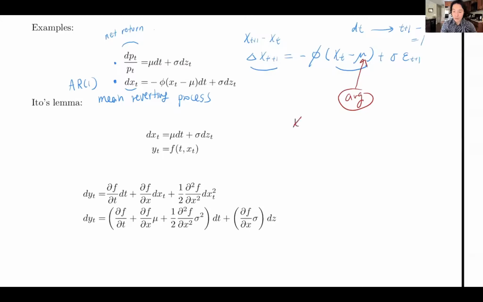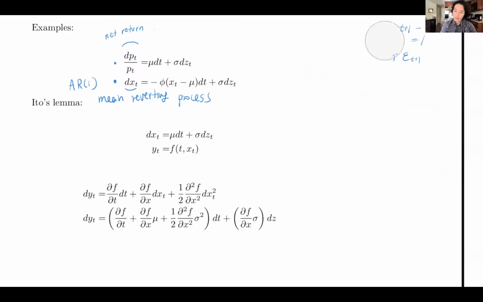So if x_t is lower than mu, the average level, then x_t is going to increase in the next period. Why? Because x_t minus mu is a negative number, with the minus sign it is a positive number. So delta x_{t+1} in the next period is going to be positive. And this phi, in this sense, measures the speed of mean reversion. Phi is the speed of mean reversion. So we have seen the geometric Brownian motion and also the AR1 process.